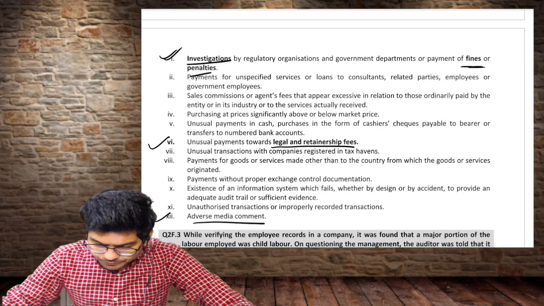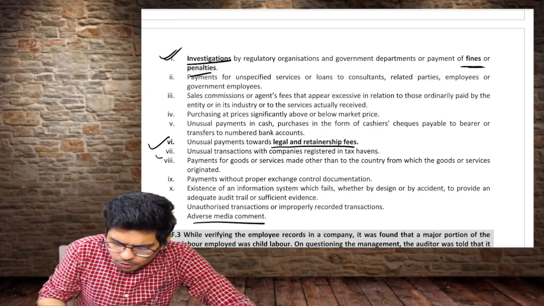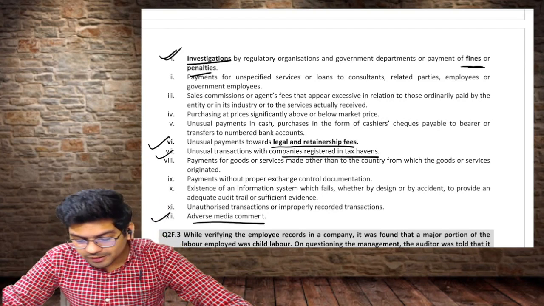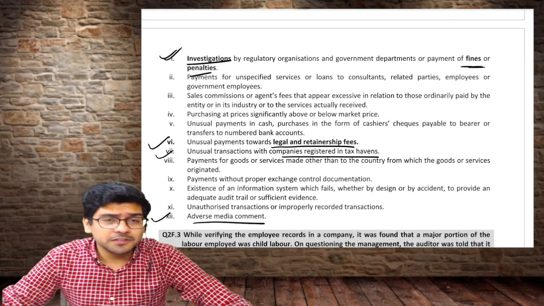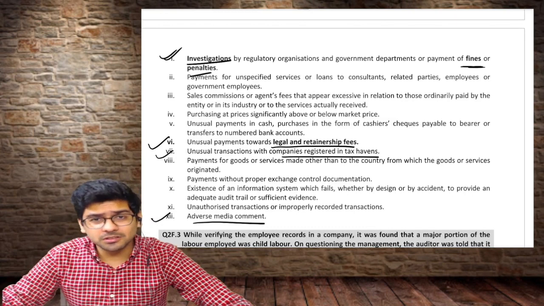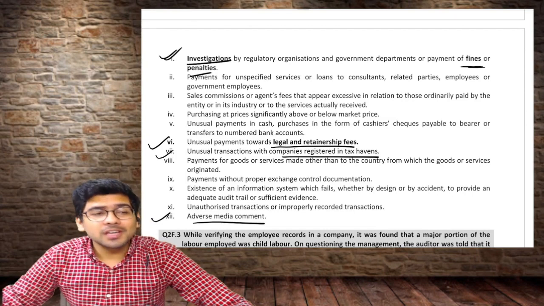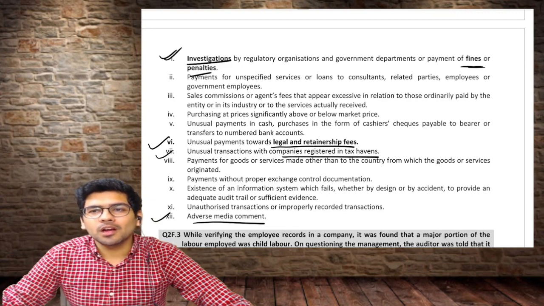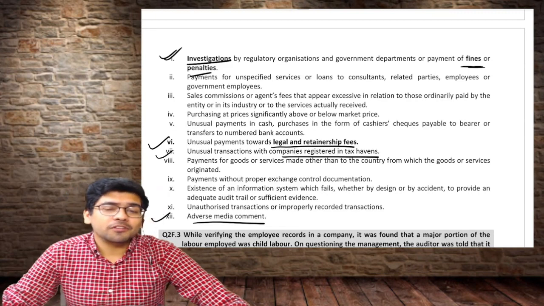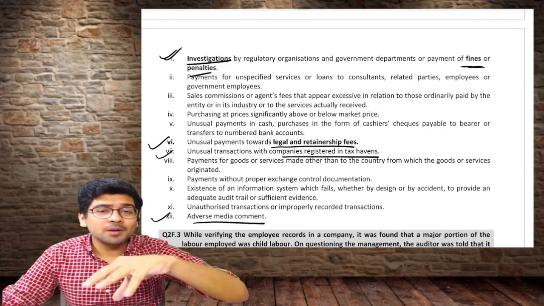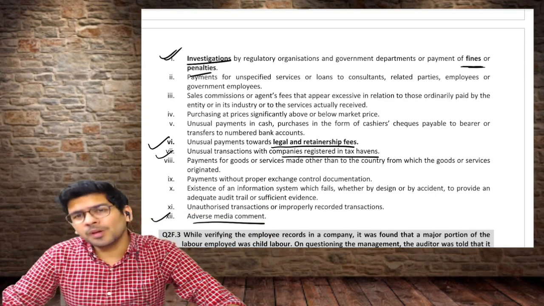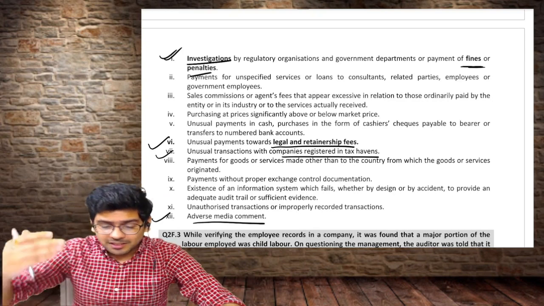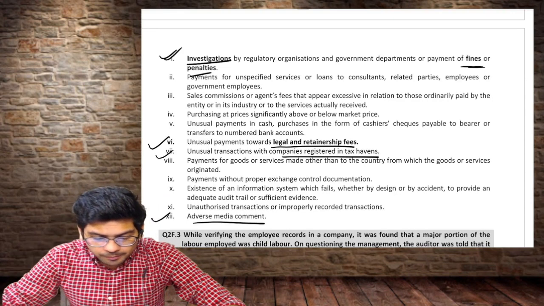All right, what can be the other points? Let's say unusual transactions with companies registered in tax havens. Tax havens means countries where there is no tax structure as such, like Mauritius, Cayman Islands. So we have done transactions there. This might indicate that you must have tried to convert some of your unaccounted cash, done a transaction, and want to reroute the entire money and bring it back into the economy. Maybe this is a money laundering case. All right, so these are indicators. I'm not saying that this is definitely a case of non-compliance, but if these examples happen, these are basically indicators.